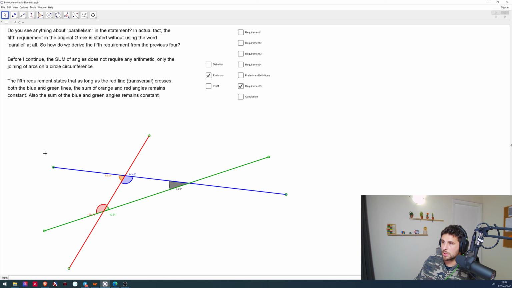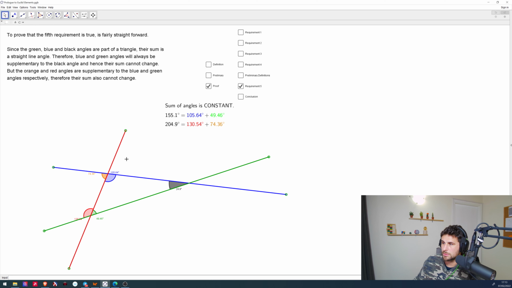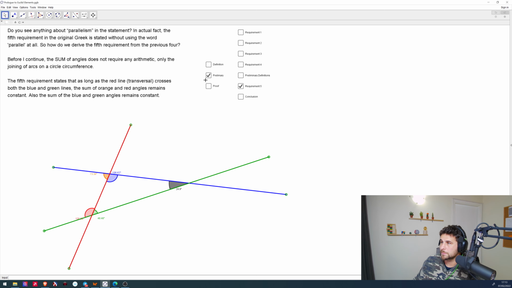Before I continue, the sum of angles does not require any arithmetic, only the joining of arcs on a circle circumference. So, the fifth requirement states that as long as the red line, this transversal, crosses both the blue and green lines, the sum of orange and red angles remains constant, as you can see here. Also, the sum of the blue and green angles remains constant.